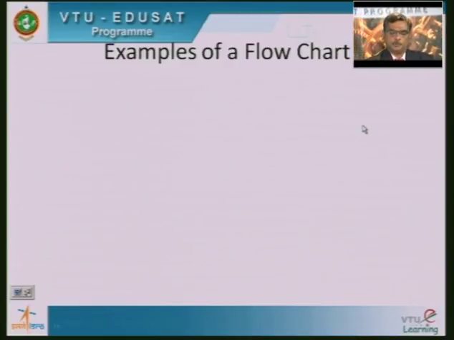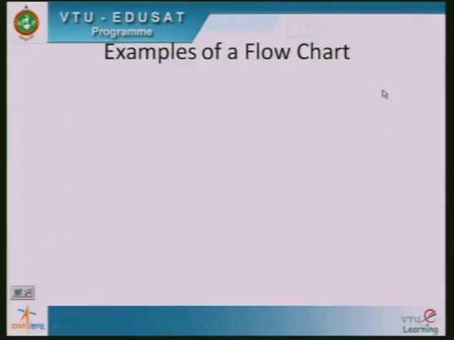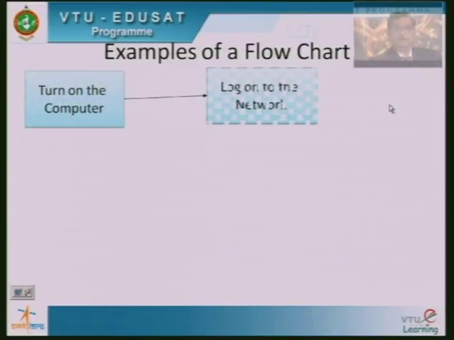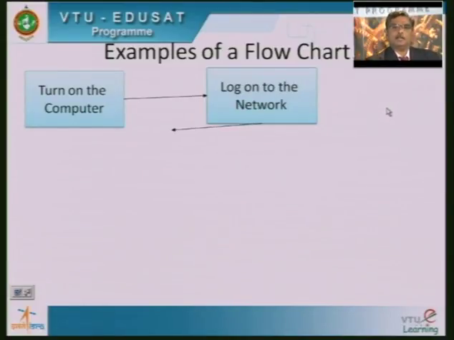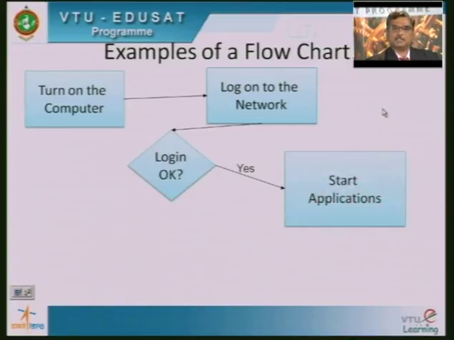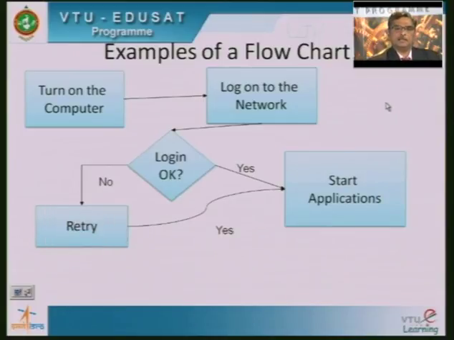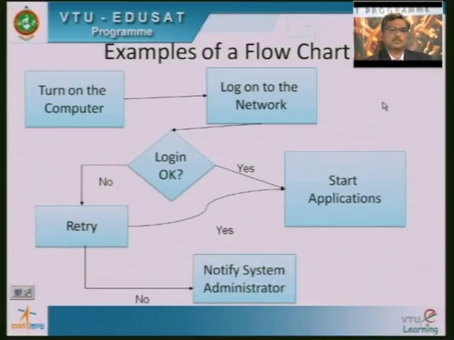So let us move on to an example. When you go to the lab, you will start by turning on the computer and then logging on to the network. If the login is okay, then we will process it and start your application. If it is no, then you will retry once again. Then if it is possible, you will start your application. If it is not possible, then usually you notify this to a system administrator. So this is a graphical way of how the process goes on in your lab.